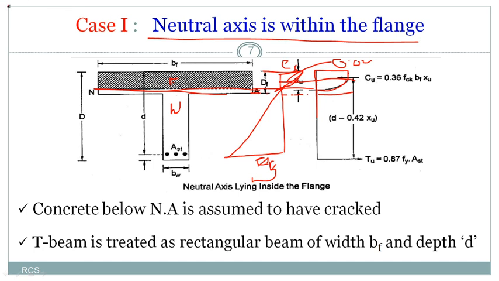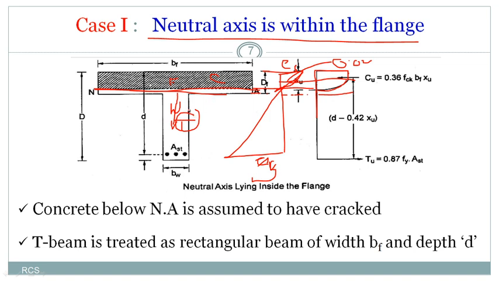Say your neutral axis falls in the flange region. We know that above the neutral axis we have the compression zone and below the neutral axis we have the tension zone, right? As we are designing a singly reinforced T beam, or analyzing a singly reinforced T beam, the area below the neutral axis is a tension zone, and above that is the compression zone.